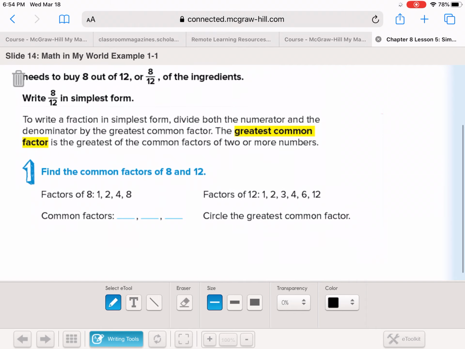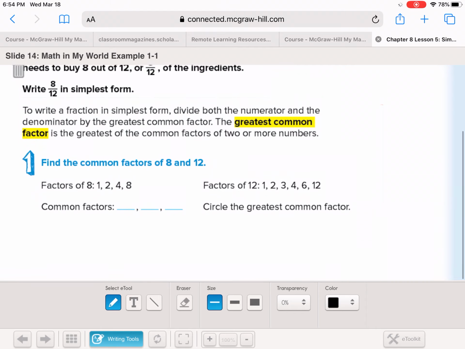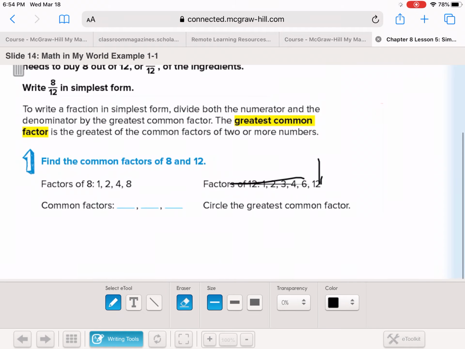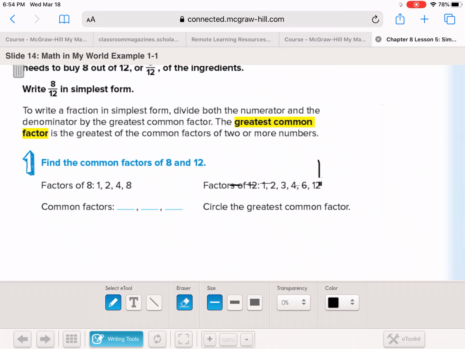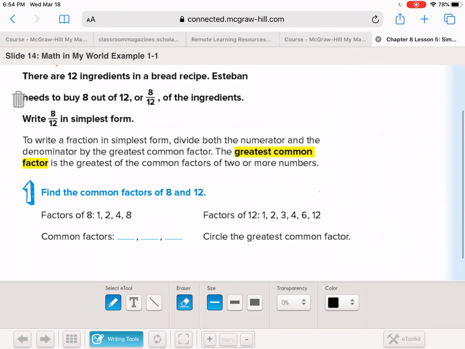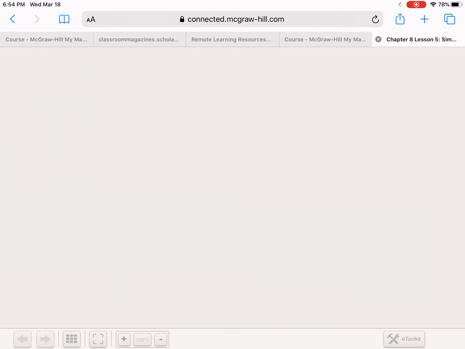Is this going to start acting up on me? Oh, there it goes. Okay. So they gave you the factors of 8 and the factors of 12. So we need to find the common factors. What are the ones that they have in common? I'm going to just switch to the next page so that you guys can see it.